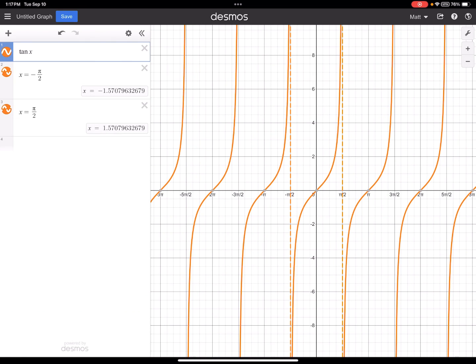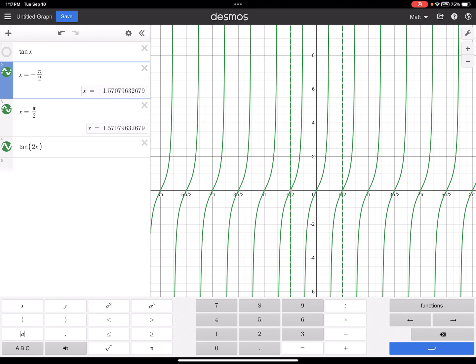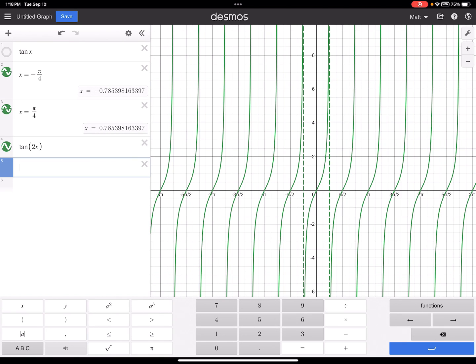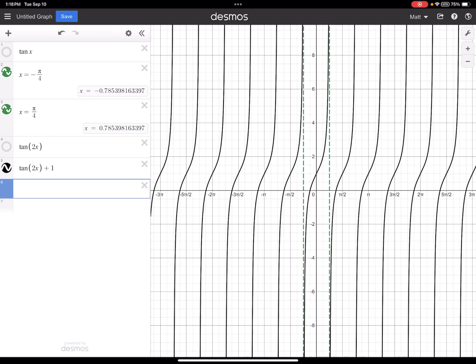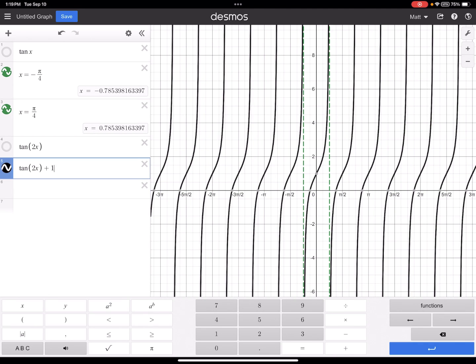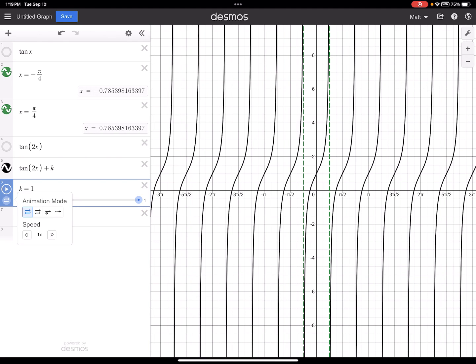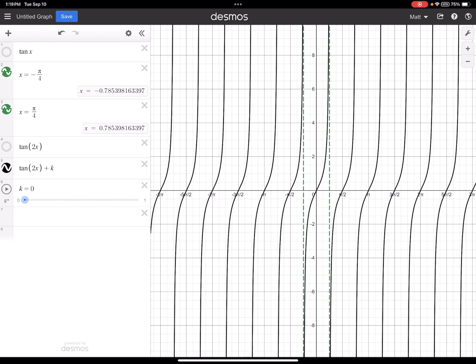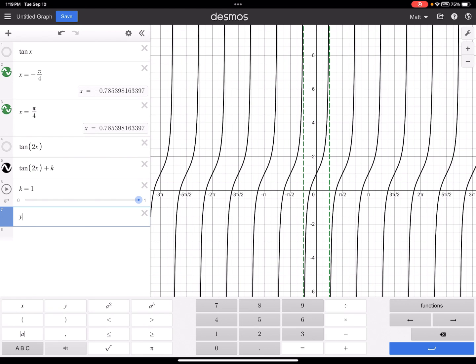Now let's make the change to tangent 2x, hide the original, cut the asymptotes in half, and let's do the final transformation. The black graph is the green graph shifted up 1. If you want to animate the shifting, change the 1 to a k, add a slider for k, let k vary from 0 to 1, play it once, drag k to 0, and hit play. The new midline is y equals 1.